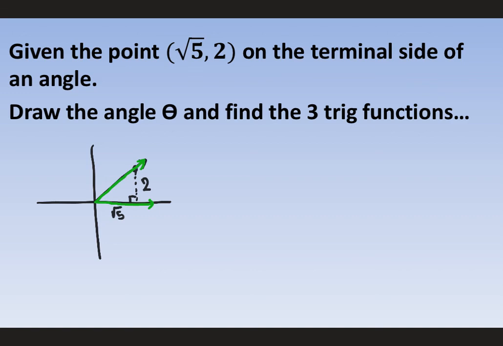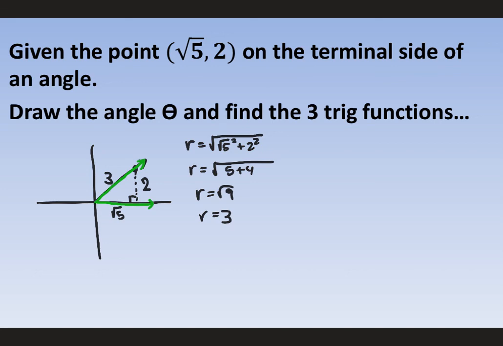We need to find our hypotenuse here, so let's go ahead and do that. We're going to use our modified Pythagorean theorem, so we're going to say r equals the square root of the square root of 5 squared plus 2 squared. So that says r equals the square root of 5 plus 4, so r equals the square root of 9. So r equals 3. So our hypotenuse here is 3. We did that. We simplified that. That's great. R is always positive. Don't forget that. We're in quadrant 1.